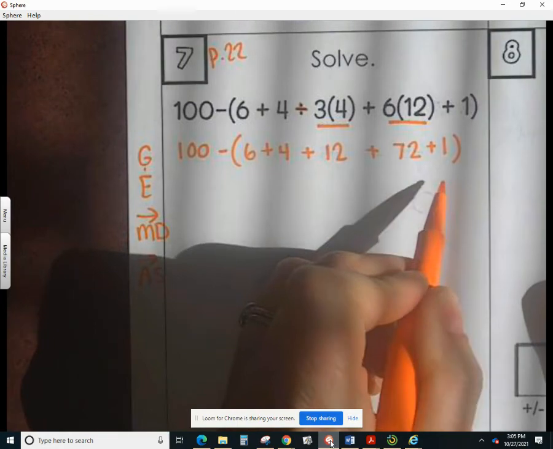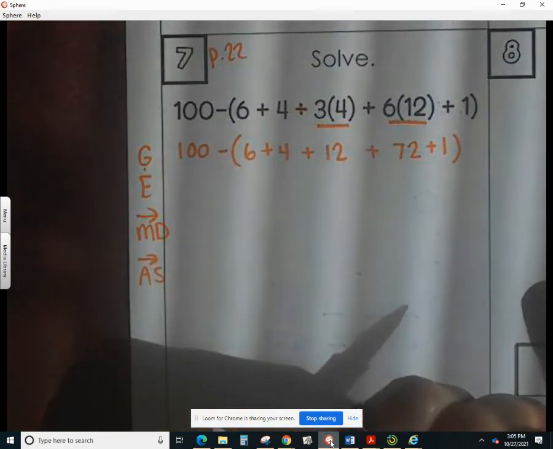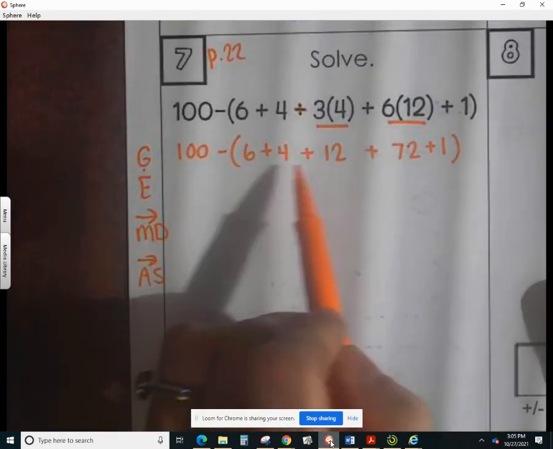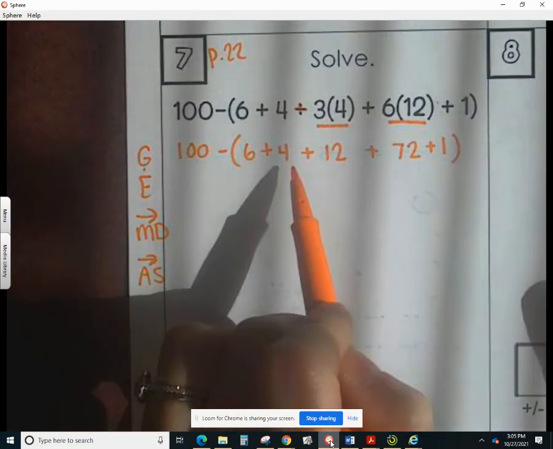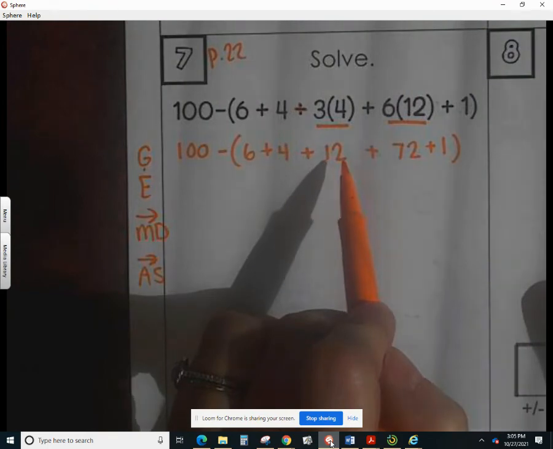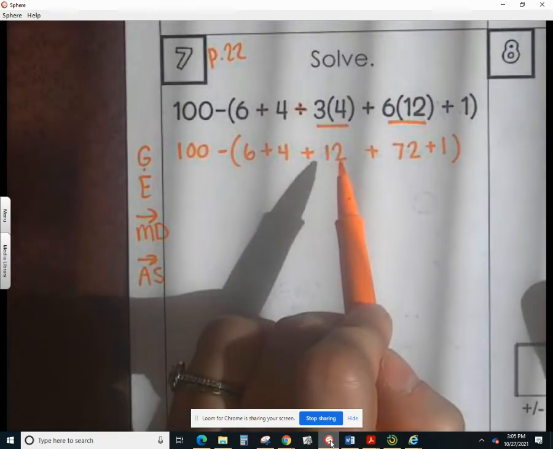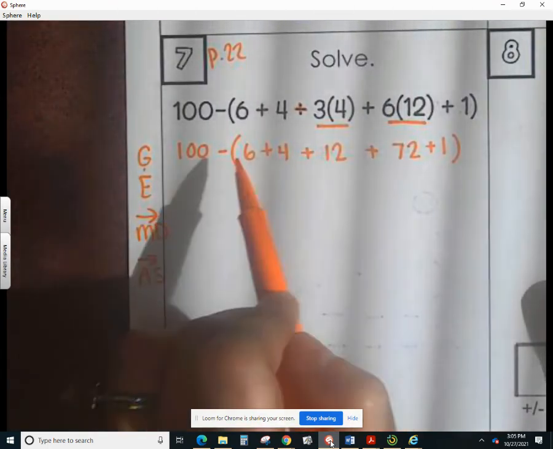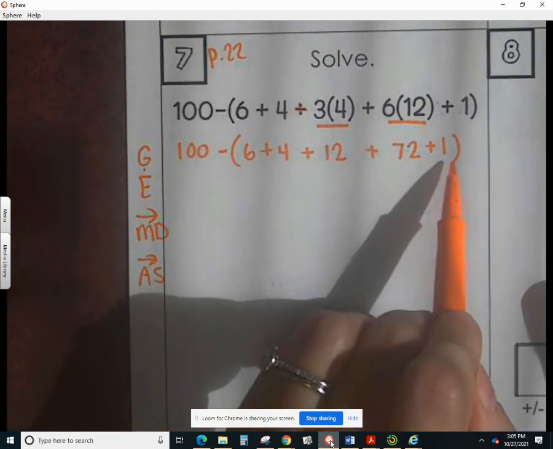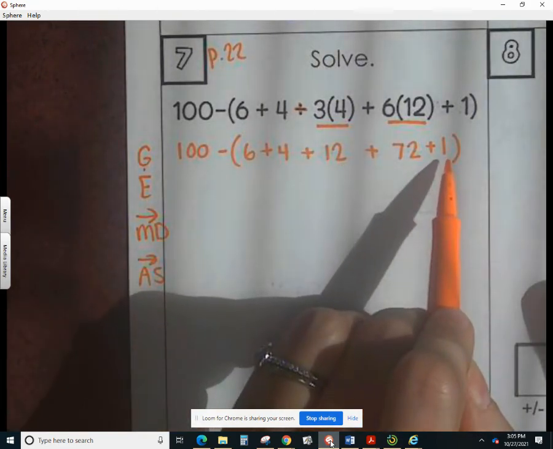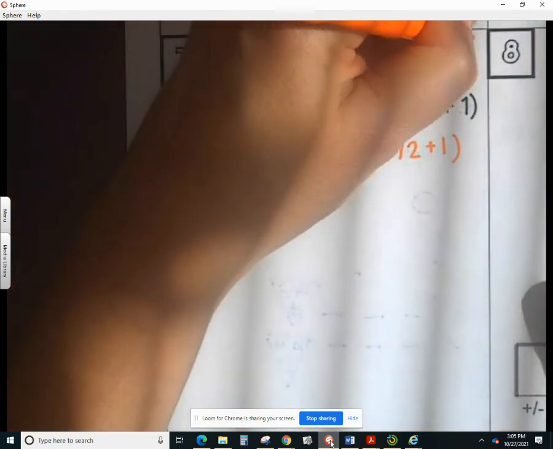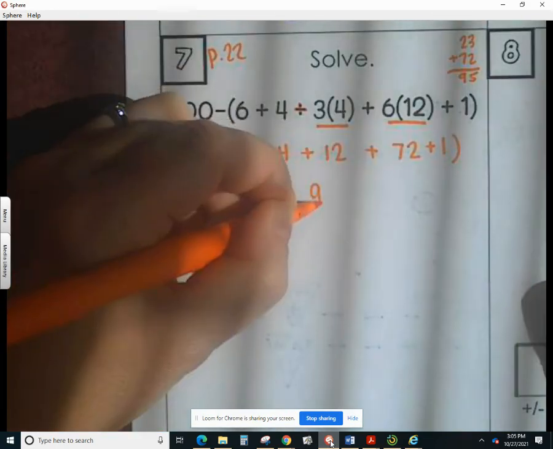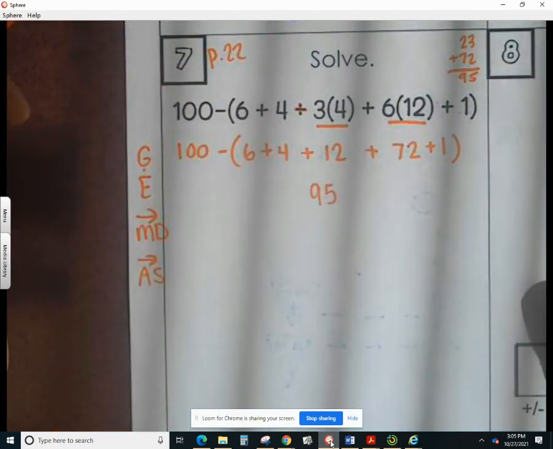All we have left inside of our grouping symbols is addition. So you could just go ahead and add all of those up at the same time. 6 plus 4 is 10. 10 plus 12 gives you 22. And I'm sorry about the lighting. The sun keeps coming in and out. So we're at 22. And then I would come over here and get the 1, add that to the 22. That's 23. Now we just have to do 23 plus 72. And that gives us 95. So all of the stuff in the parentheses just equaled 95.